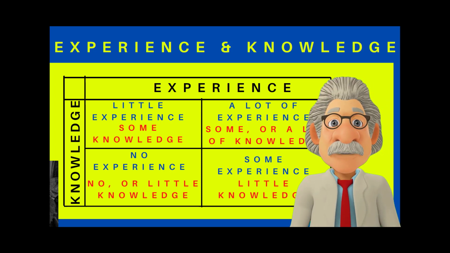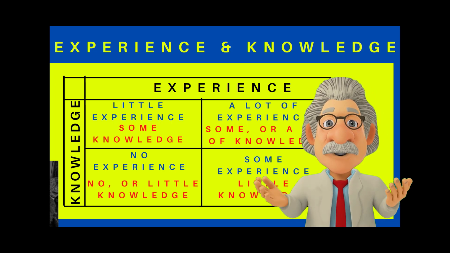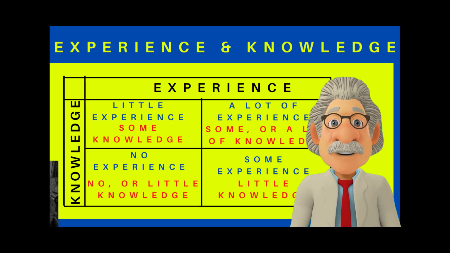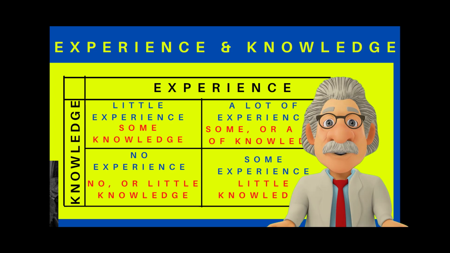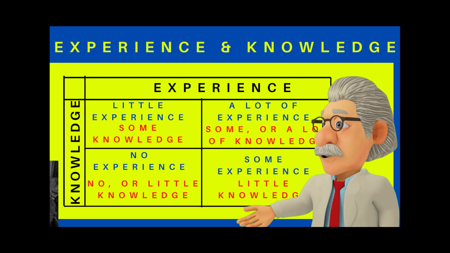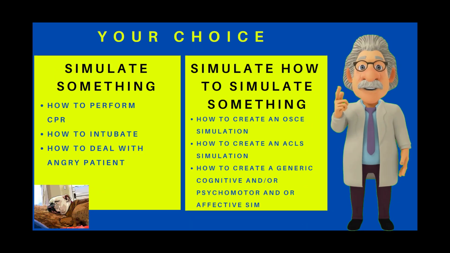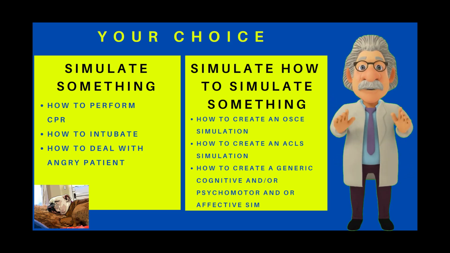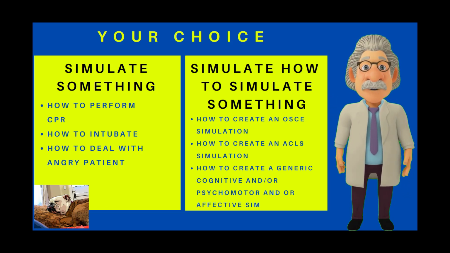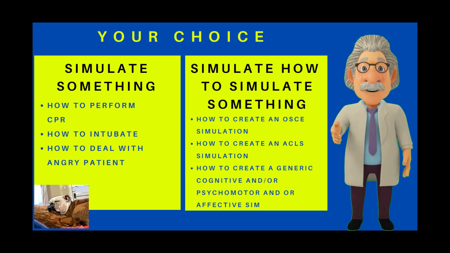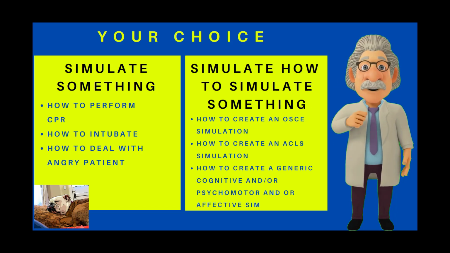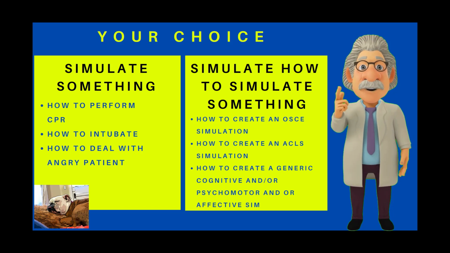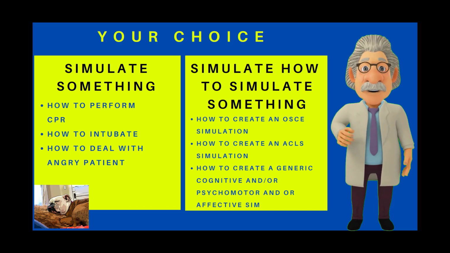How you classify yourself, your simulation experience, and your knowledge about design and use of sims will help you choose what type of simulation you would like to design for this course. In this course, you can complete the assignments by creating a simulation in one of 2 ways. The easiest, and probably most familiar to you, is to create a 5-step plan for simulating something. This could be a skill like CPR, or intubation, or maybe how to deal with a sad or angry patient.